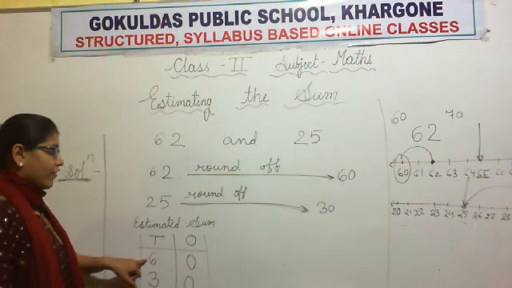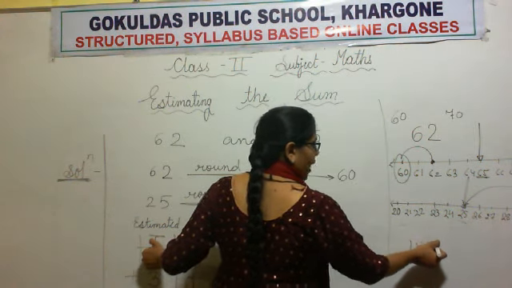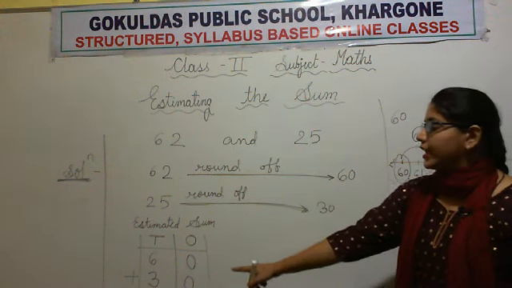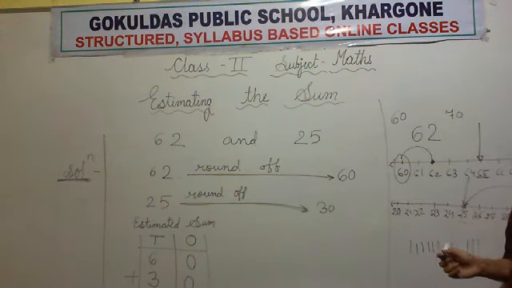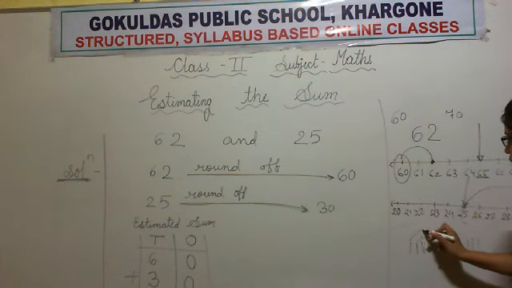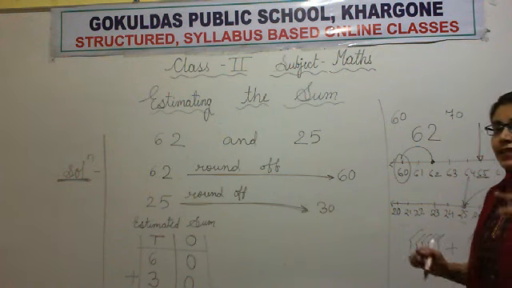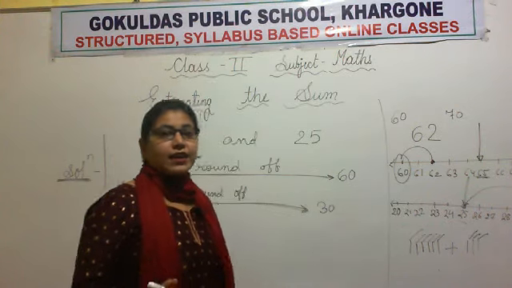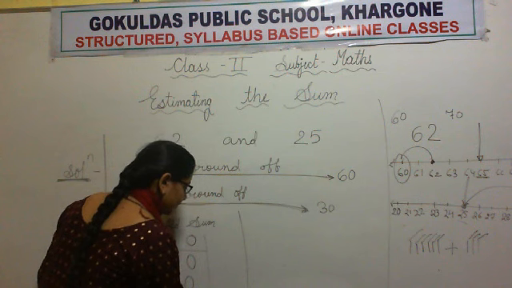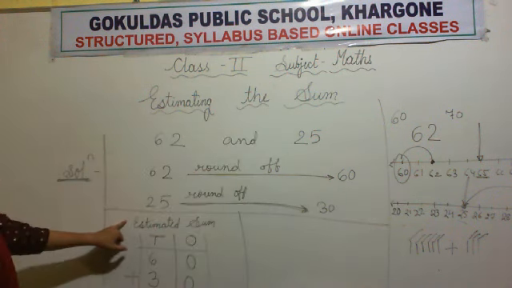Now 6 plus 3. So we will draw 6 sticks for this 6: 1, 2, 3, 4, 5 and 6. And for 3, we will draw 3 sticks. We put the plus sign over here because we are doing addition. Now let's count. 1, 2, 3, 4, 5, 6, 7, 8 and 9. 9 sticks are there, so we will write the number 9. Very good. Now we have found the estimated sum.